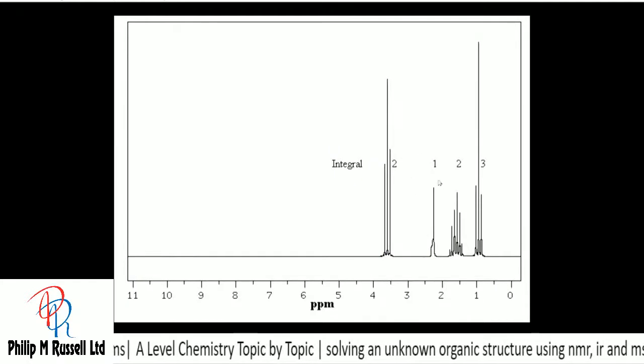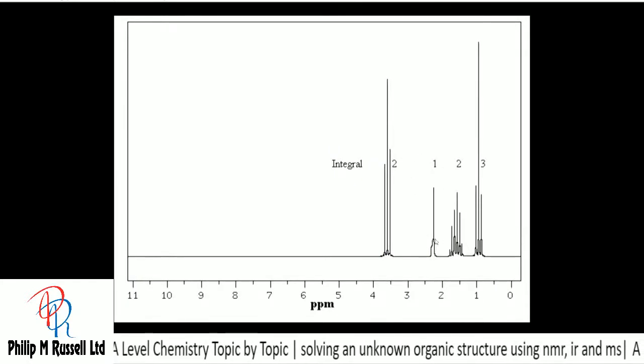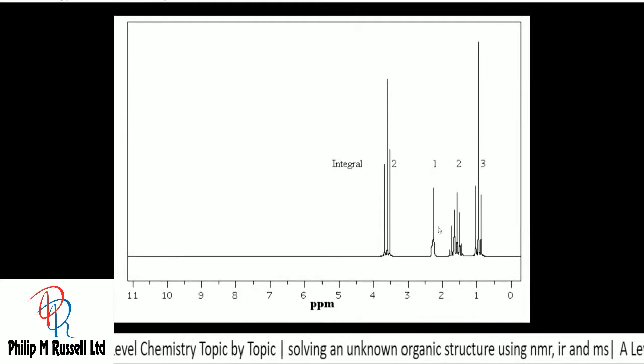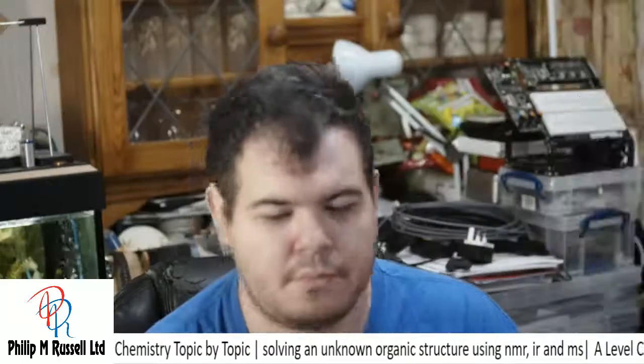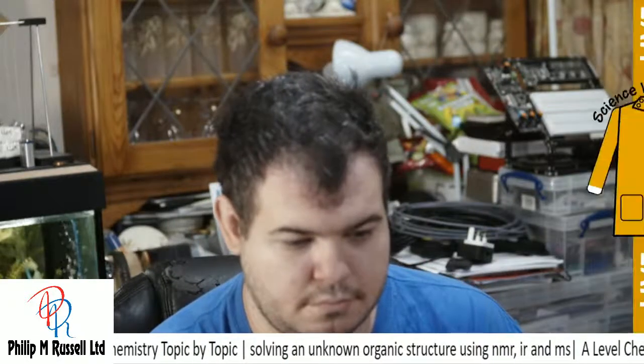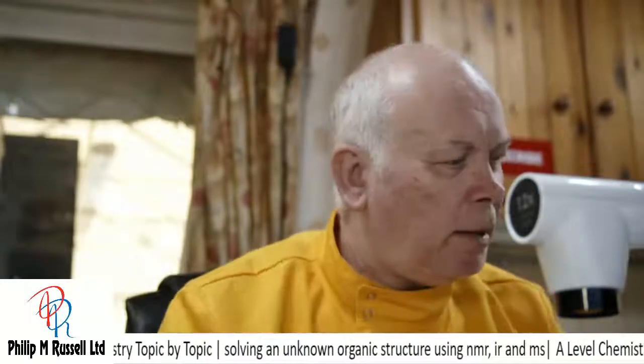Right. Then we move into this integral 1. Well, it's n plus 1. Isolated. So that's isolated, so that's definitely the OH. So we can tick that one off as being the OH. So that's our singlet. Okay.